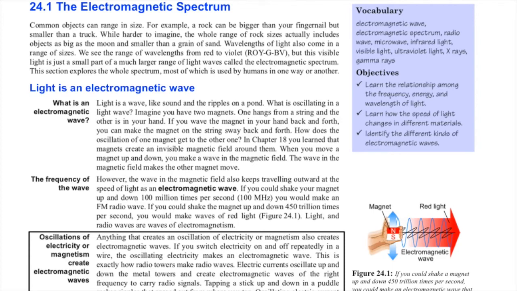Oscillations of electricity or magnetism create electromagnetic waves. Anything that creates an oscillation of electricity or magnetism also creates electromagnetic waves. If you switch electricity on and off repeatedly in a wire, the oscillating electricity makes an electromagnetic wave. This is exactly how radio towers make radio waves. Electric currents oscillate up and down the metal towers and create electromagnetic waves of the right frequency to carry radio signals. Tapping a stick up and down in a puddle makes ripples that spread out from where you tap. Oscillating electric current in a radio tower makes ripples of electricity and magnetism that spread out from the tower at the speed of light as electromagnetic waves.